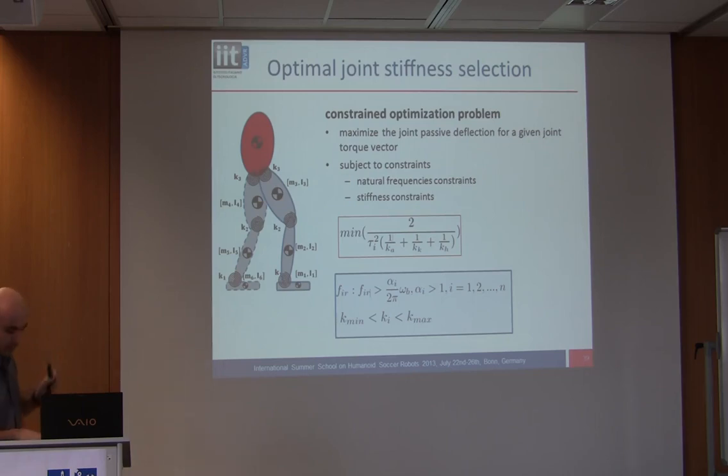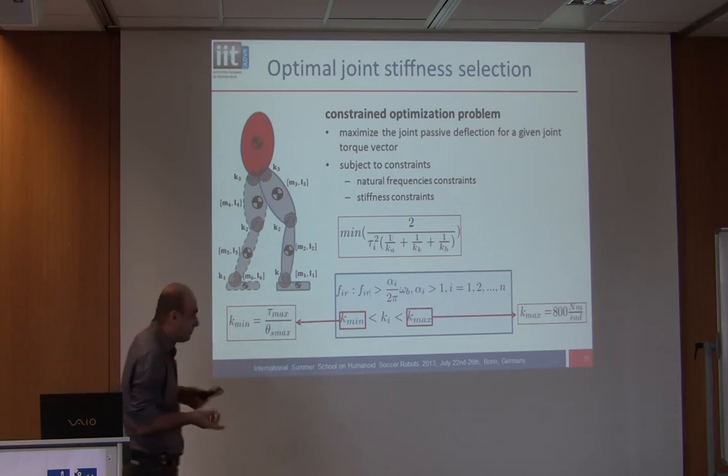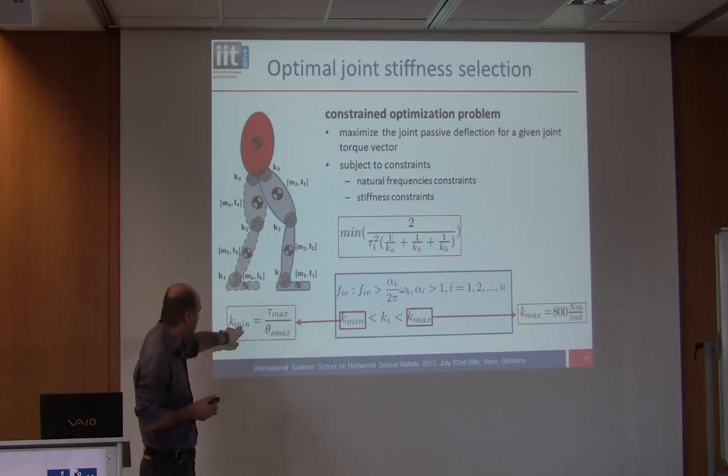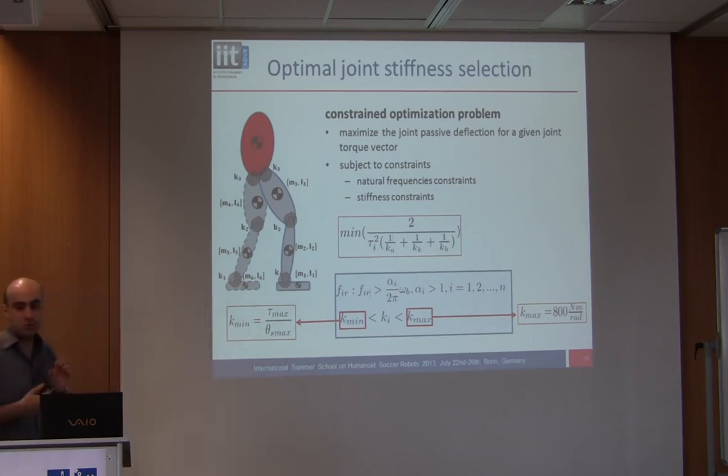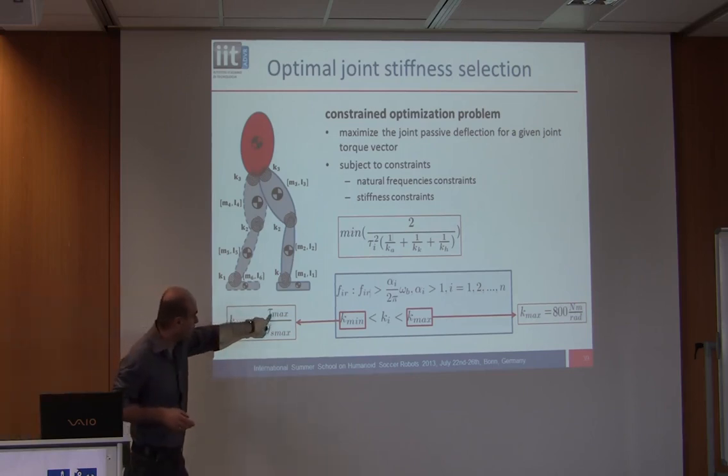And additional constraints also included some constraints that we have from the stiffness of the joints. The minimum stiffness was defined using the principle that we want the maximum torque that we have on the compliant actuator to not saturate the passive deflection. So there's a K min such that for the maximum T max we have from the joint, you reach the theta max deflection of the passive spring.